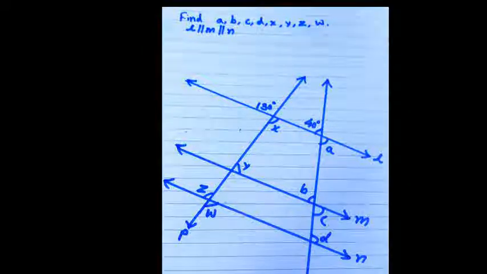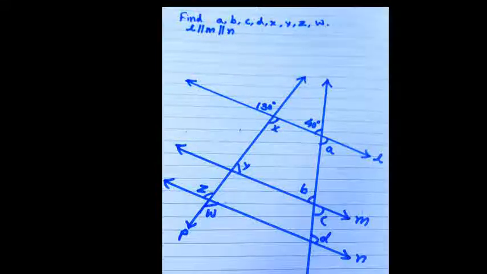Now C and D, as we could see, are interior angles. Interior angles, as we saw in the last problem, are supplementary. Therefore C and D must total up to 180 degrees. Now C we know is 40 degrees, so D must be 180 minus 40, that is 140 degrees.